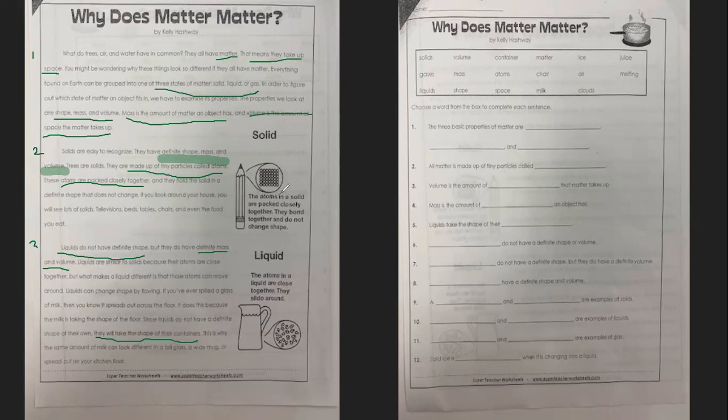So over here, solid: the atoms in a solid are packed closely together. They bond together and do not change shape. Liquid: the atoms in a liquid are close together and they slide around. So over here, these are all the words that are going to go in the blank.